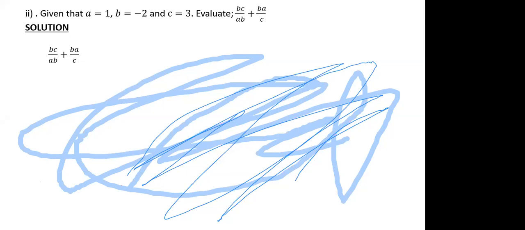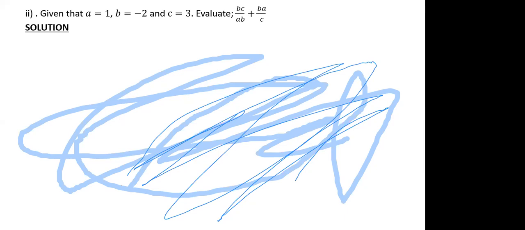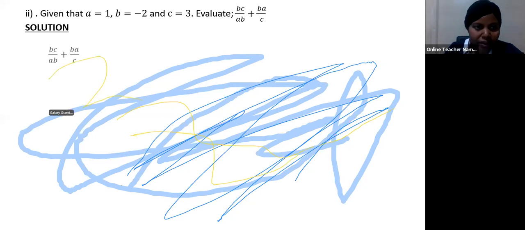All right, Mr. Katete. Okay, so the last question is saying, given that A equals 1, B equals -2, and C is equal to 3, evaluate BC over AB plus AB over C plus BA over C. So the way we have been substituting, that's how we are going to replace even here.